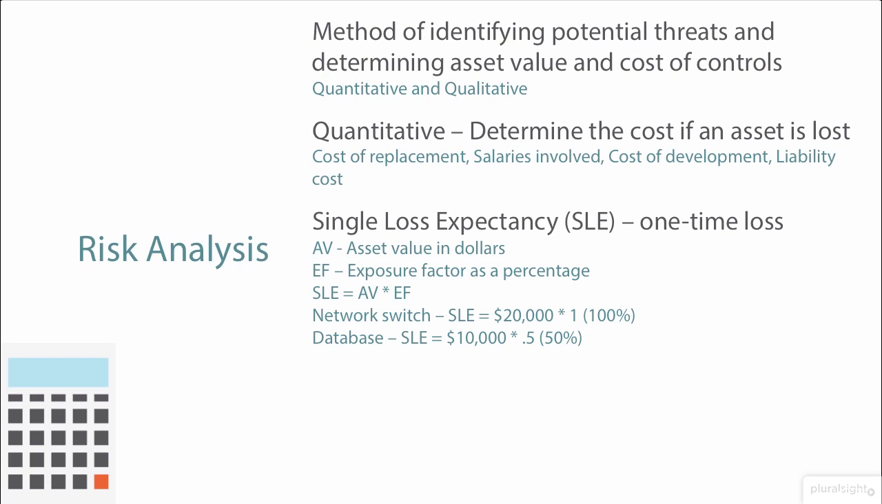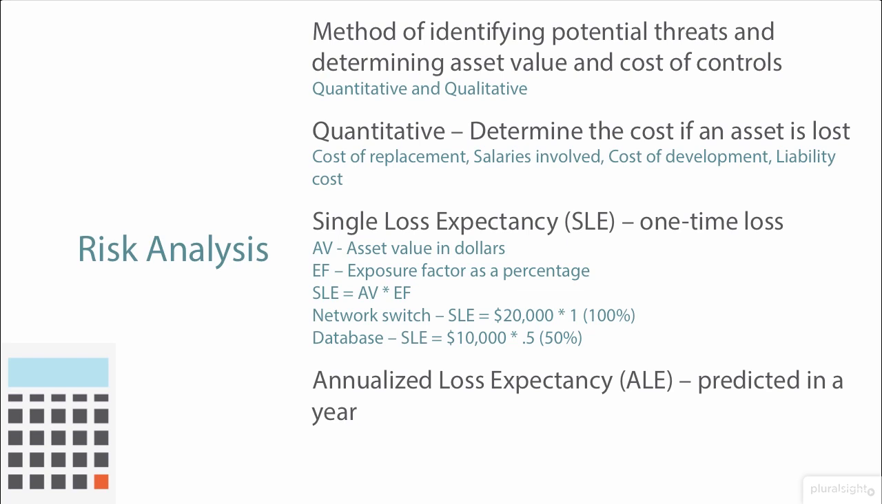Now, you might be saying, well, okay, I've determined what I'm going to lose in that single event, but I actually need to forecast this over a year. Well, we can do that. With this information, we can now forecast our annualized loss expectancy, ALE. And this is what we're predicting to lose in a year. Now, I'll just tell you right now, you can start with a year. Some companies like to do 2 years, 3 years. That way they can try to amortize the cost of some of the controls that they're putting in place and have a better understanding of the impact. But let's start with a year.